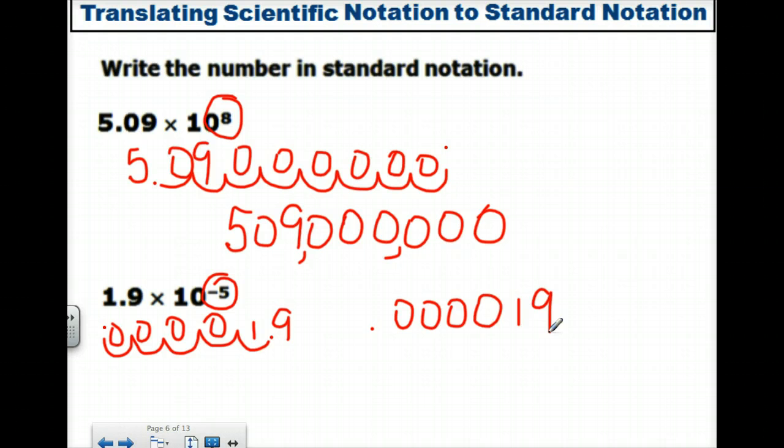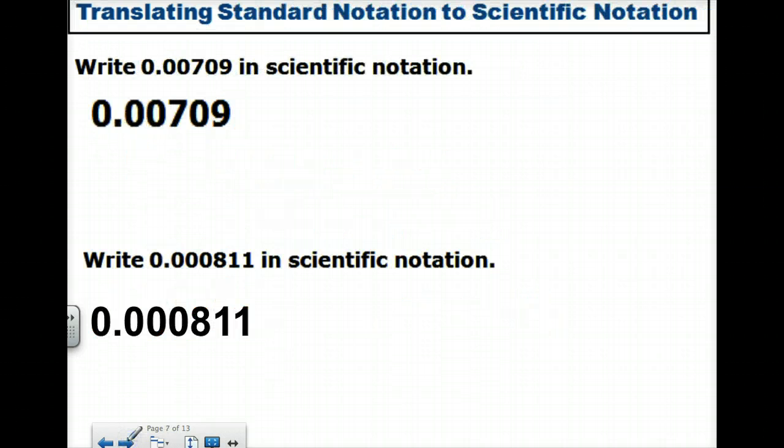Great. Now let's do it in the opposite direction. I'm going to give you a number in standard form. You are now going to turn it into scientific notation. Remember the rule for scientific notation. The first factor must be a number greater than or equal to 1, but less than 10. So we always move our decimal point behind the first non-zero digit. And in this case, that first non-zero digit is the 7.